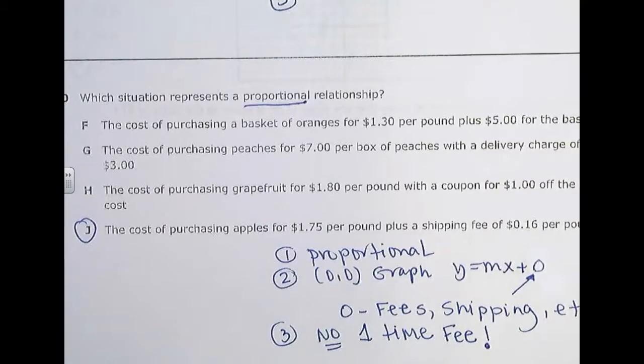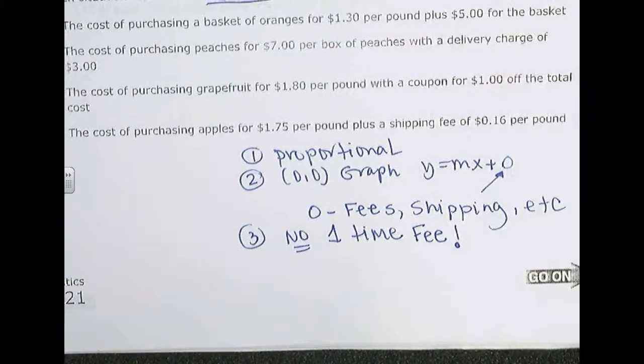Alrighty, I'm looking at question 20. It says, which situation represents proportional relationship? I underlined proportional. You should have. Now, here's my 1, 2, 3s. Number 1, proportional. That's my action word.